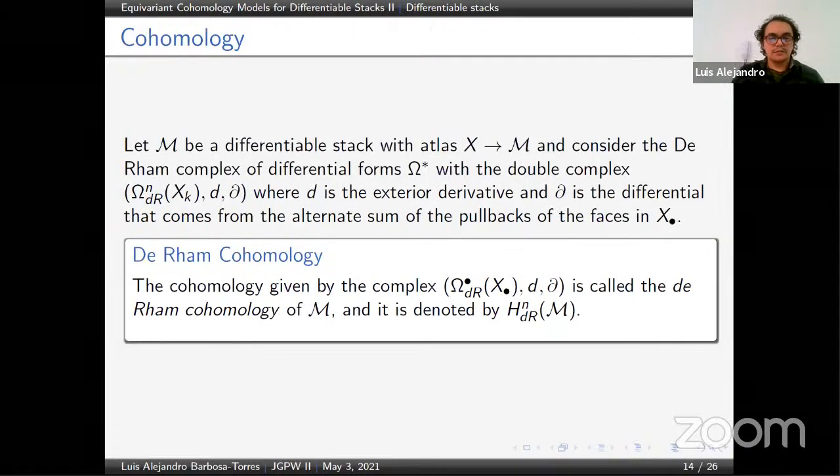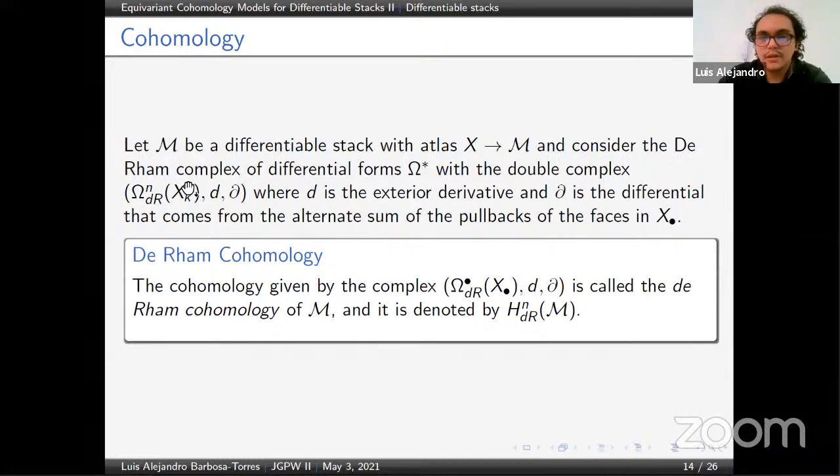In that way, for example, we can define the de Rham cohomology. The idea of this cohomology is to consider a differential stack with its atlas, then the Lie groupoid associated, and then the nerve of that. So you are going to have a nerve, a simplicial smooth manifold, and with that you can apply the differential forms on this nerve, and you are going to get a double complex. This double complex is going to have as differentials the exterior derivative, the de Rham differential, and the one that comes from the simplicial structure of this nerve. The simplicial structure of the nerve means that you are going to take alternating sums of the pullbacks of the faces. So we are going to say that this thing is the de Rham cohomology.